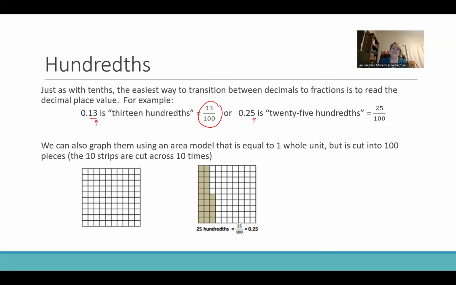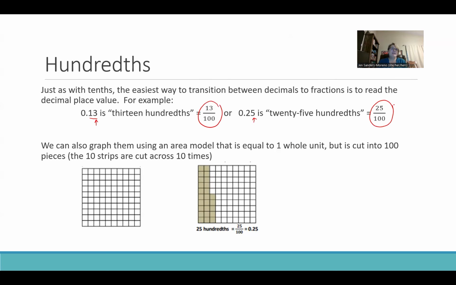And again, because the 5 falls in the hundredth spot, we'd read it 25 hundredths. And of course, don't reduce. We don't want to reduce that fraction right now because we want the continuity, the fluency between the decimal name with the place value and the fraction form.